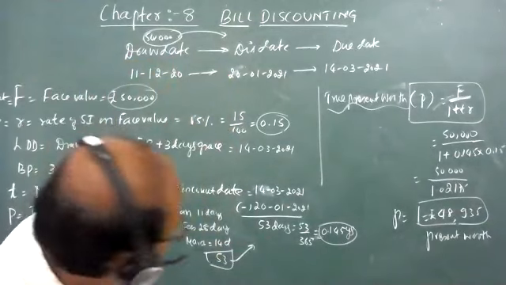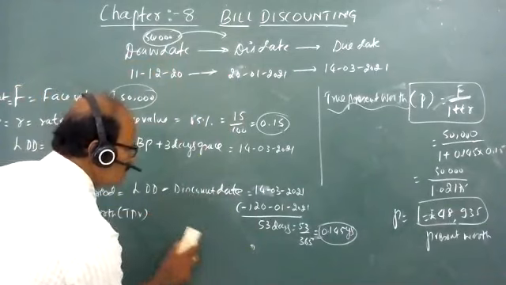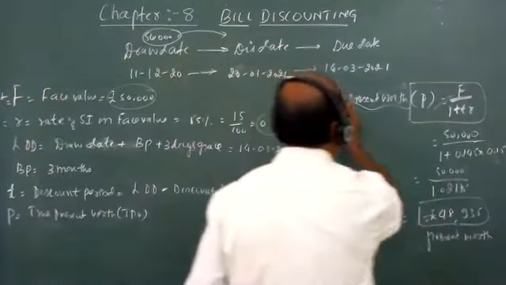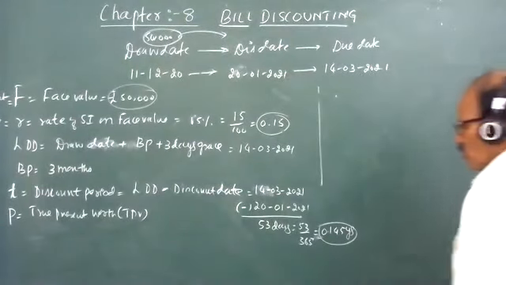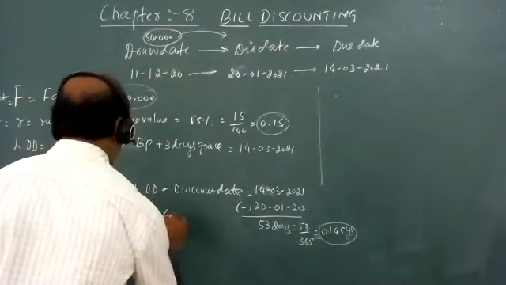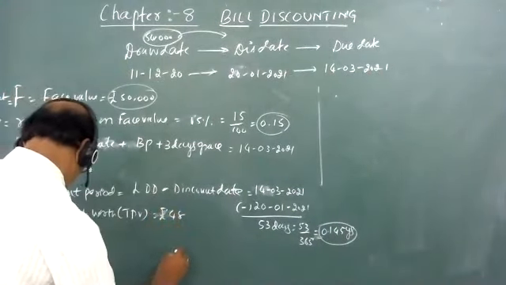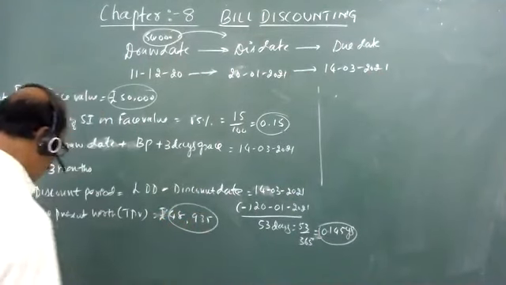So I think it's all clear for you. I just remove this one. Okay. Next, we pass on. So this amount becomes rupees 48,935. This is the present worth amount.